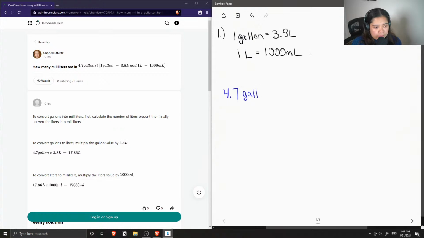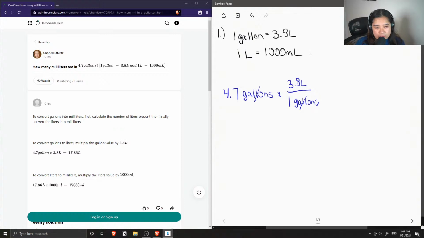And then we always start off with the units, obviously, that we start with, which is 4.7 gallons. And we want to go from gallons to liters, and then from liters to milliliters. So when changing from one unit to the other, when we multiply by conversion factors, we want our desired units at the top. So in this case, liters. And we want the units that we want to get rid of at the bottom. That way, when we multiply it out, then our units for gallons will cancel out.